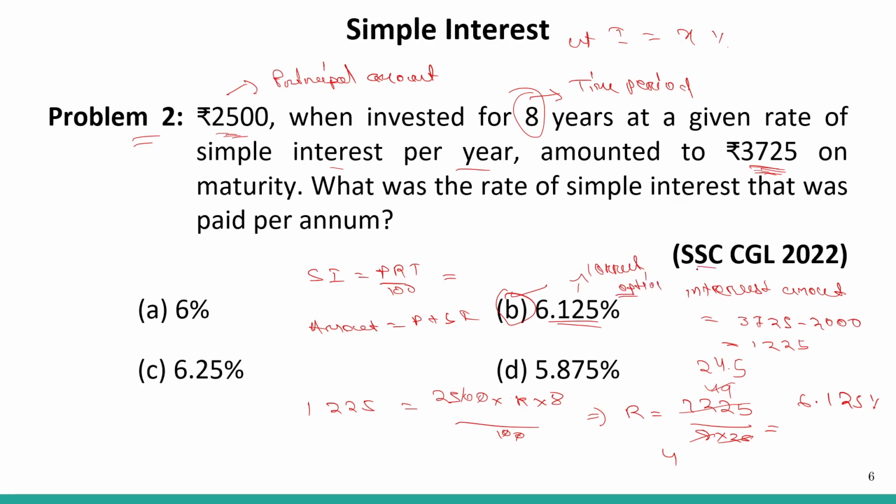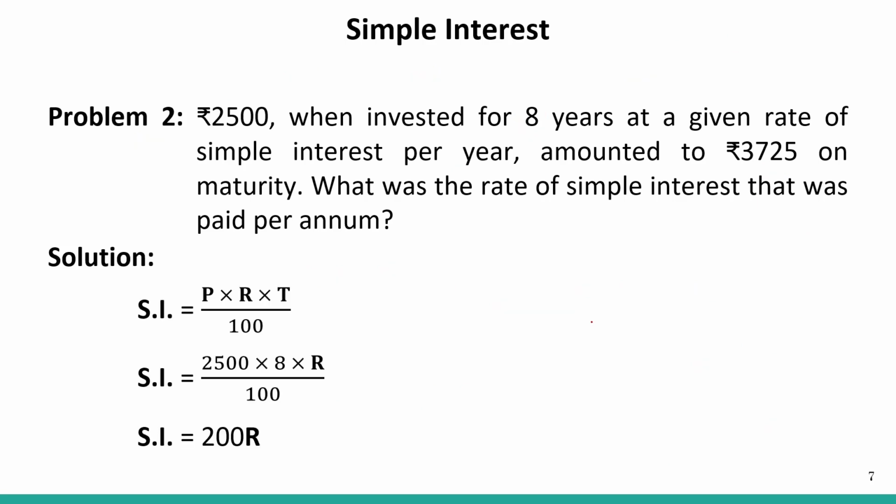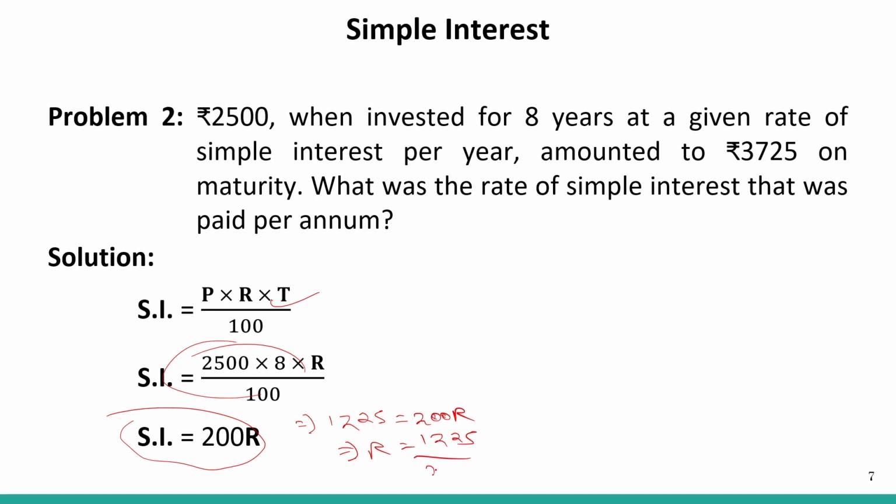This question appeared in the SSC CGL 2022 paper. So we have seen here that the correct answer is 6.125%. We used the formula SI is equal to PRT by 100, and solving it further, we are left with SI is equal to 200 into R. SI is 1225, so this implies that 1225 is equal to 200 R. So R is equal to 1225 by 200.